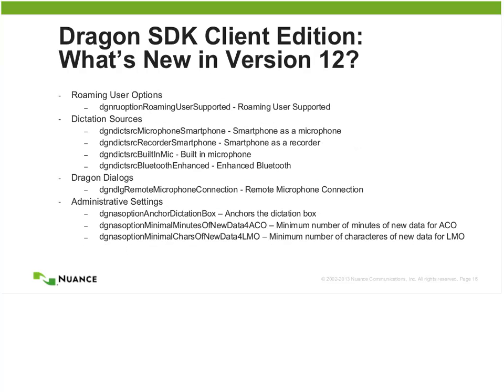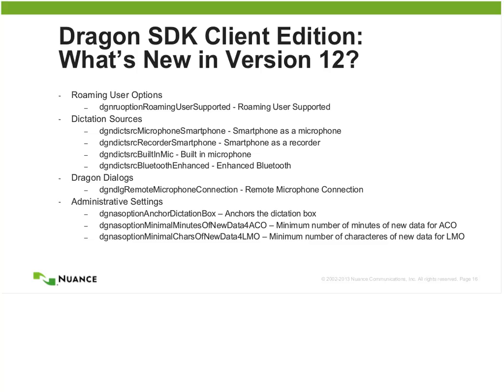Then we have new dictation sources. So we're now supporting, through the SDK, a smartphone as a microphone. So you can create a profile where you can have an iPhone or an Android device as a microphone. We have specific applications on those OSs that allow you to record and send the audio through the network to your Dragon running on your desktop. So you can use those devices as a microphone.